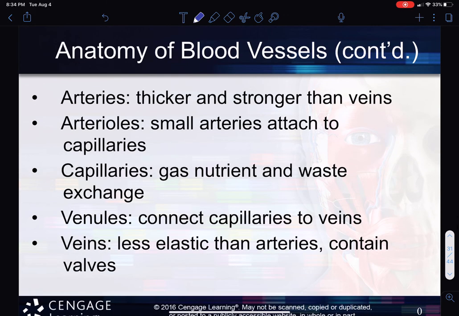All right, let's compare arteries to veins. So arteries are going to be much thicker and stronger than veins, and that's because they'll actually contain smooth muscle within them. So in that tunica media.